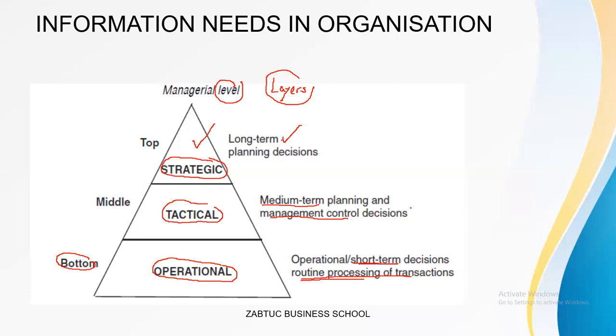So all these levels of the organization need different types of information. And not too long ago, there was a question where you had to talk about the information implication of these levels of management. I think the question was given 10 marks or so.